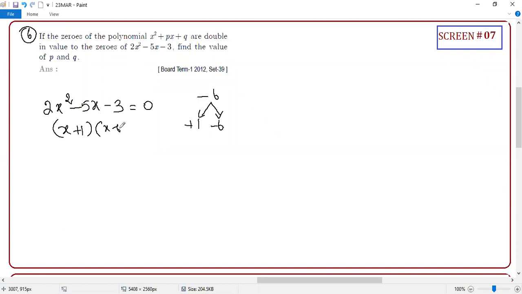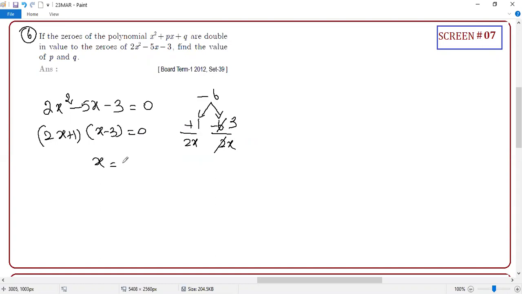Jagadeep, shall I write like this? Sir, we want to divide by 2x. Excellent. Divided by 2x. Now 2 is cancelled. What is the answer? 2x plus 1, x minus 3 equal to 0.